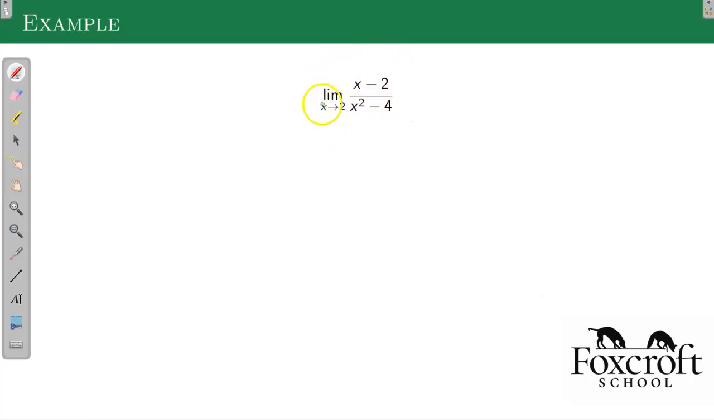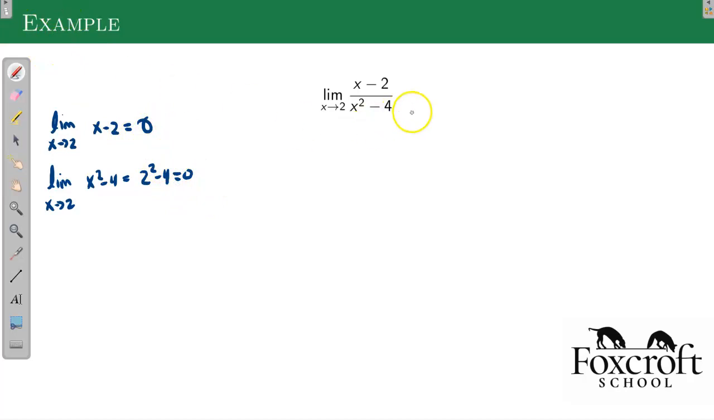Here's the exact example we looked at. In that first example, we know the answer should end up being 1/4, but let's make sure it does using L'Hopital's rule. The first thing we have to do is double check that the limit as x approaches 2 of x minus 2 is 0, because it's 2 minus 2. The limit as x approaches 2 of x squared minus 4 is 2 squared minus 4, which is 0. So both these limits are 0.